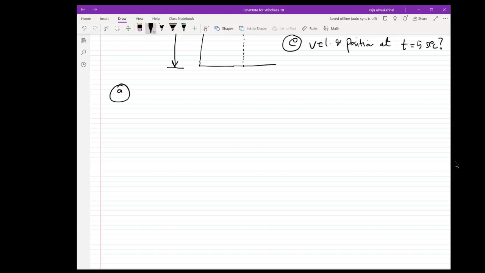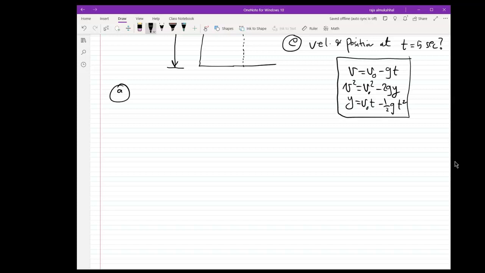So the first part of the problem asks for the time it reaches the maximum height. Well, we go back to the free fall kinematics. Here they are. Let me draw them again. v equals v naught minus gt. v squared equals v naught squared minus 2gy. And y equals v naught t minus 1/2 gt squared. There they are. I want to know the time it takes to reach the maximum height. So he's asking for time. I have 1, 2, and 3. Only 1 and 3 have time. So I'm going to use the first equation, v equals v naught minus gt.